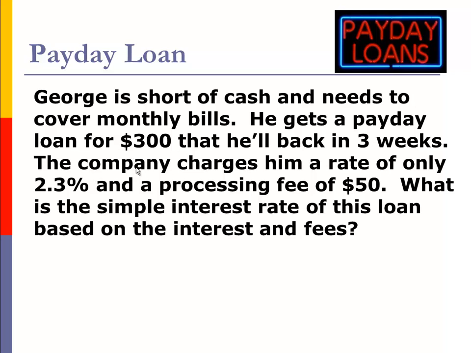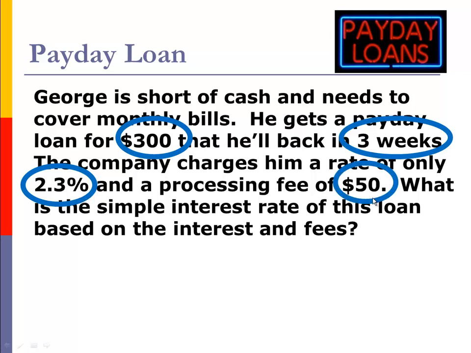Okay, so now let's look at the information that we have. We've got a $300 loan, 3 weeks as our time frame, a 2.3% interest rate, and a processing fee of $50. Our goal is to find R_C, not the COLA, but R_C as in the rate for the combined. I want to combine the interest and the fees together, so I'm looking for a combined rate.